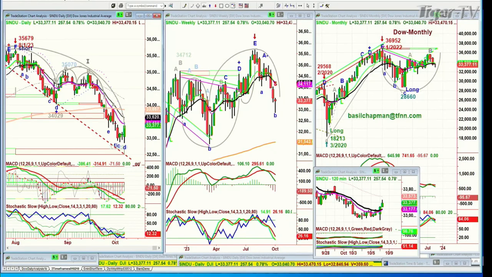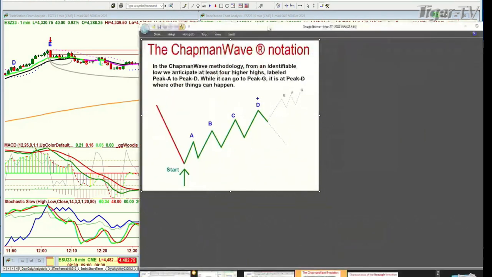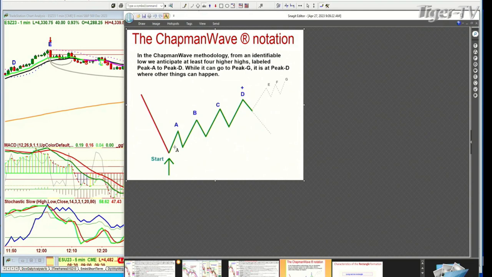Dow's up 258 at 33,374. I'm not going to cover that right now. I want to go straight to live. We're looking at a pattern. So in the Chapman Wave methodology, I'll do this real quickly for those who are new to my work. We use a bunch of techniques to try to identify a low bar.